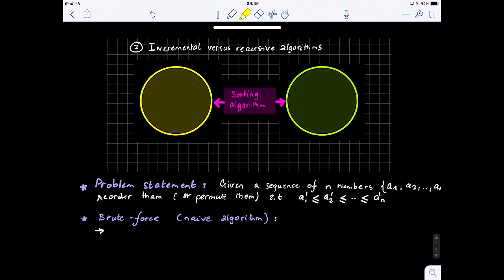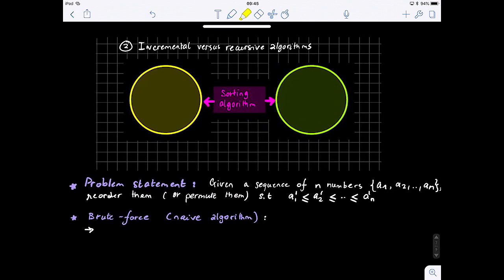Remember, when you want to design an algorithm, first you need to articulate it. You need to write down the problem you want to solve. So here, given a sequence of n numbers, a1, a2, up to an, reorder them or permute them such that all these numbers will be sorted in increasing order. So we're going to flip them around and reorder them, okay?